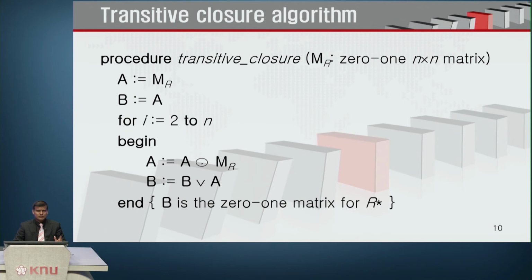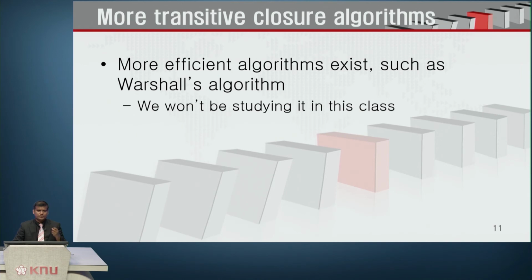The transitive closure algorithm is very simple, as we can see from this given pseudo code. We have A and B, and a for loop from 2 to n. We begin by multiplying A times M_R, and then B is ORed with A, where B is a 0-1 matrix for R star. This simple algorithm is just for transitive closure, and you do have a more efficient algorithm such as Warshall's algorithm. We are not going deep into that algorithm; it is given here just for your reference, so you can have a look at it.